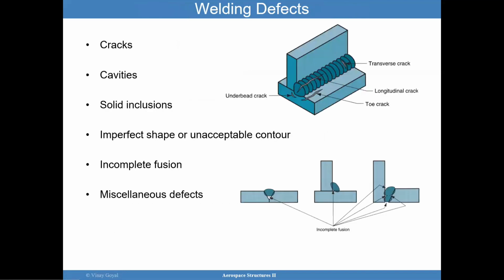Welding defects can be a significant problem for welds. You can have cracks, cavities, solid inclusions, which could be stress concentrations, imperfect shapes or unacceptable contours, incomplete fusion, and miscellaneous defects. Here you have a transverse crack, a longitudinal crack, a toe crack, or here you have examples of incomplete fusion.